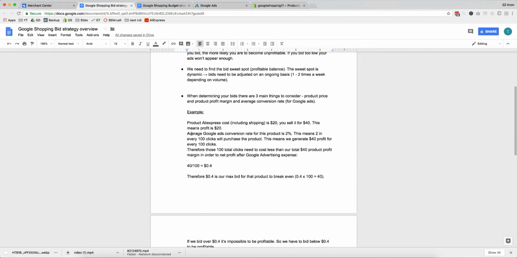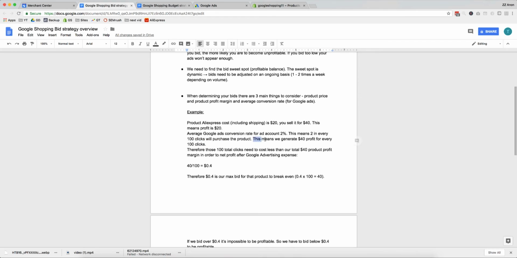So let's assume that your average Google Ads conversion rate for this ad account is 2%. So just take the average of all your products in Google Ads. Let's just assume it's 2%. This means 2 in every 100 clicks will purchase the product. So that means we get 2 sales for every 100 clicks.